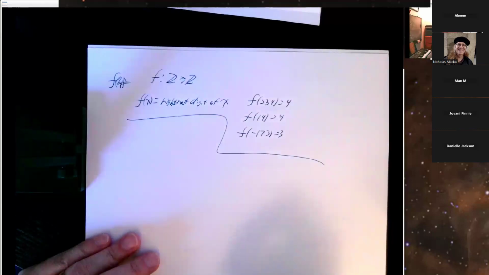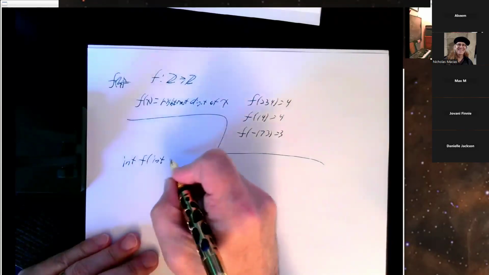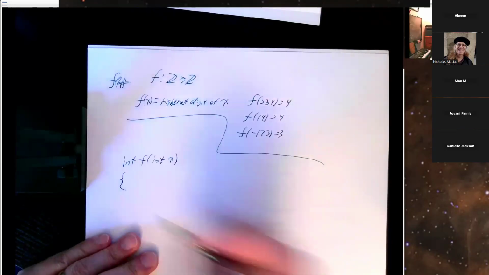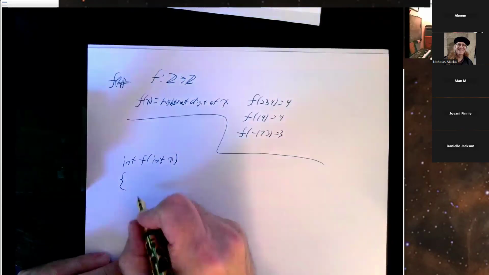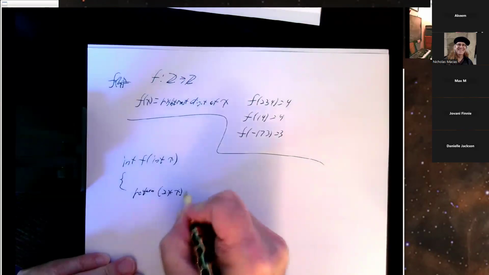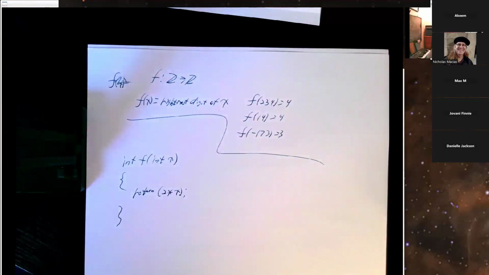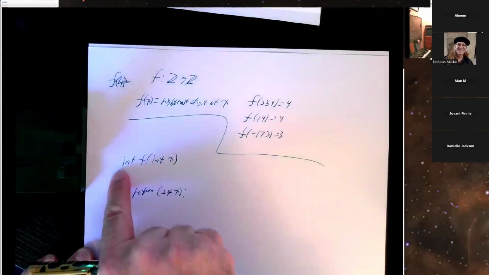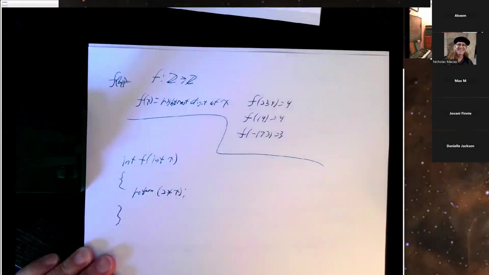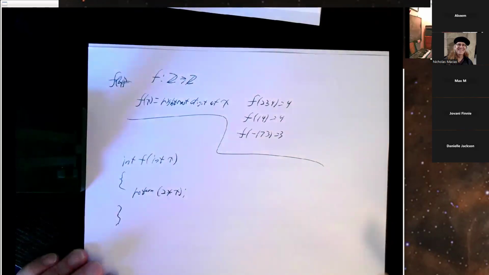And we do this in programming languages, right? I can say, integer f, parentheses, integer x, and I can say return 2 times x. That's a mathematical function. It goes from the integers to the integers. And the mapping that it follows is it takes an integer, multiplies it by 2. That's the function value.